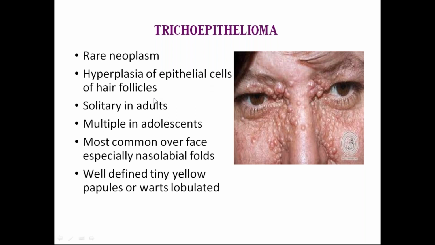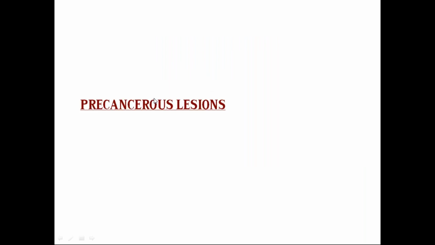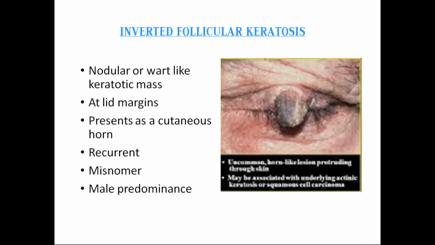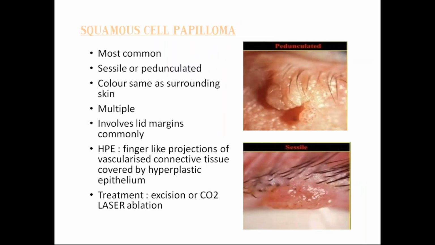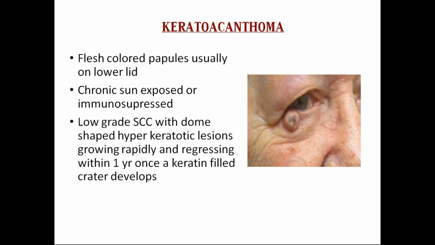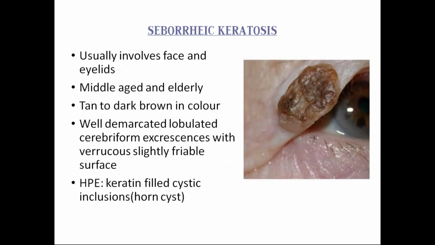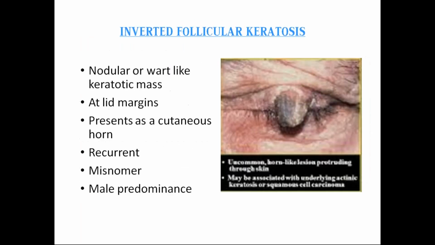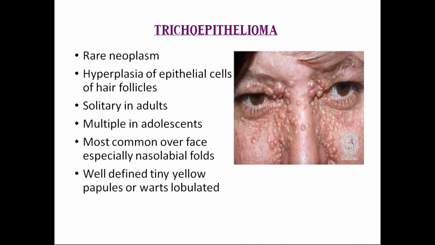Now, till now we have discussed all the benign lesions, and I'll just revise them. Squamous cell papilloma, which you can see along the lid margin, keratocanthoma, seborrheic keratosis, inverted follicular keratosis, and trichoepithelioma. These are all benign lesions.